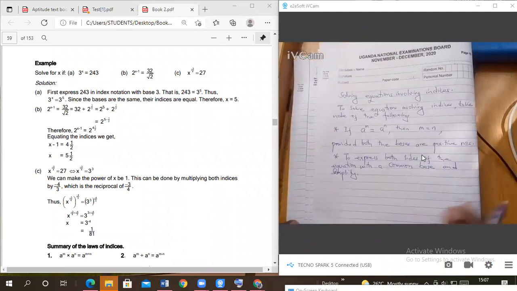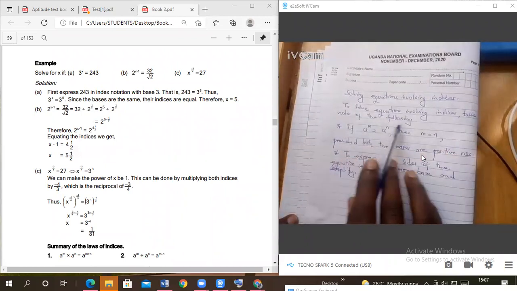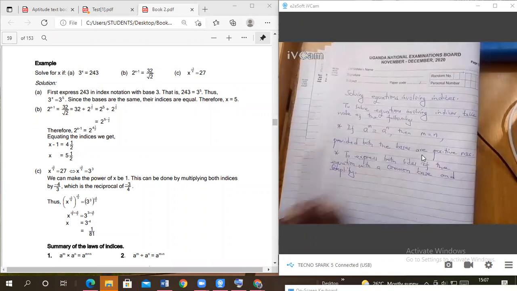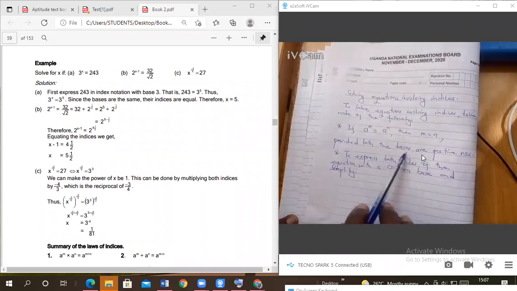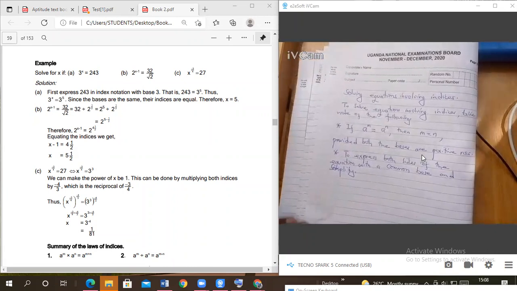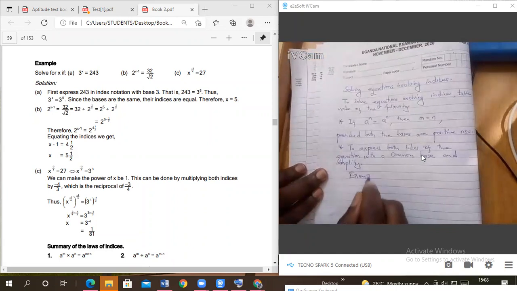So, if we are clear on that, to solve equations involving indices, take note of the following. One, if a to the power m is equal to a to the power n, then we equate the powers, and this law is only applicable if they have the same base. That's why we express both sides of the equation with a common base and simplify, by equating the powers. So let's go to examples and see how we go about that.